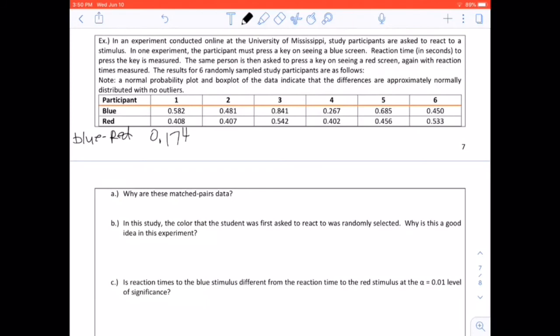0.174. I get 0.074. We get 0.299. I get negative 0.135. And I get 0.229 and negative 0.083. So again, double check, make sure you can subtract those and you get the same value. It doesn't matter the order that you subtract if you wanted to do red minus blue. The signs are going to be all different, but your conclusion with your testing will be the same.